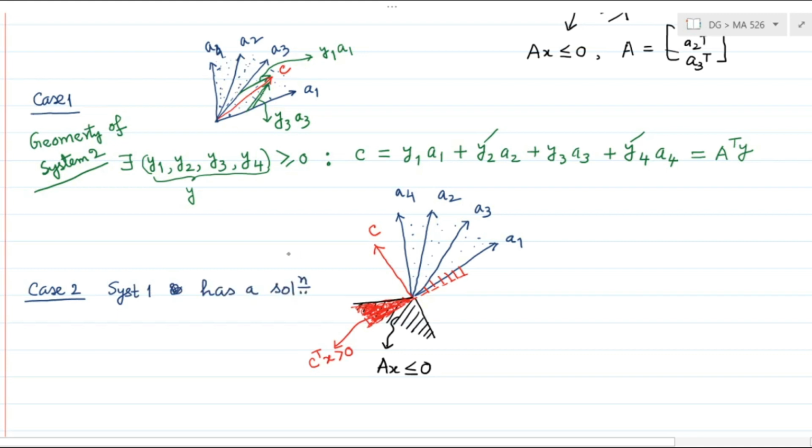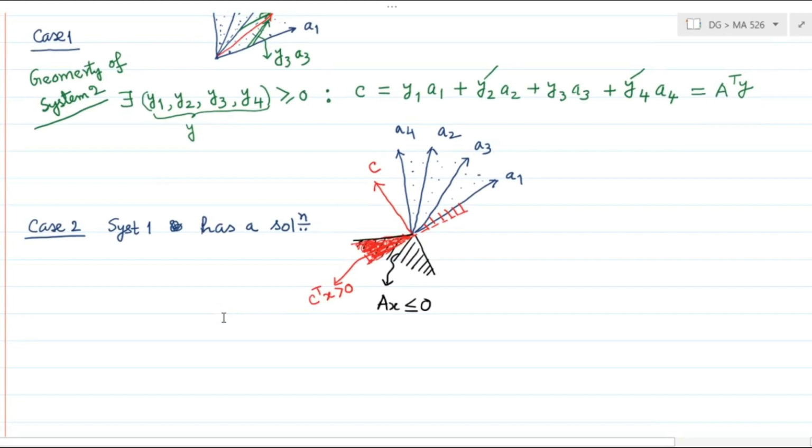And this simple geometry says that, obviously, either system 1 will have a solution or system 2 will have a solution, because either C will be inside the cone in between A1 to A4, or C will be outside the cone in between A1 to A4. Therefore, geometrically it is very clear that either system 1 will have a solution or system 2 will have a solution, fine. Anyway, we will not prolong this discussion much.